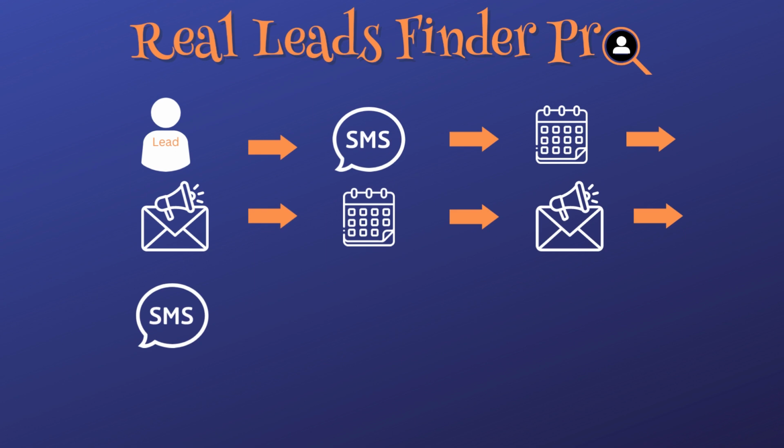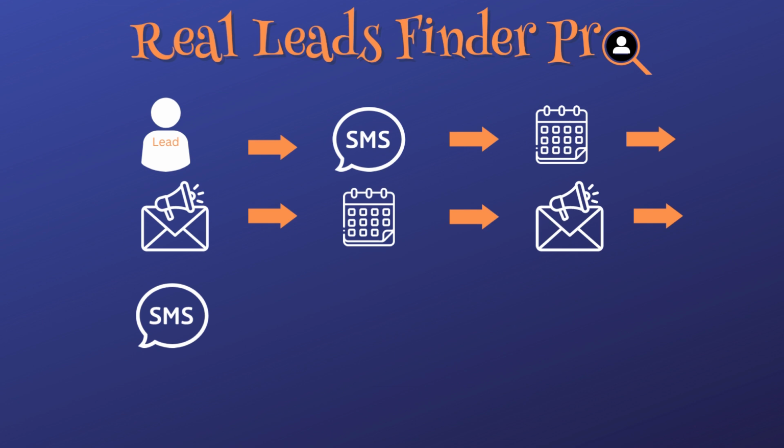Using Real Leads Finder Pro lets you easily automate all of your text messaging and email marketing campaigns, however short or long they may be. You could have drip campaigns as long as months out in advance, or you could have a special promotion campaign that only lasts a few days or a week, however long you need it to be. And it's easy to do using Real Leads Finder Pro automation.